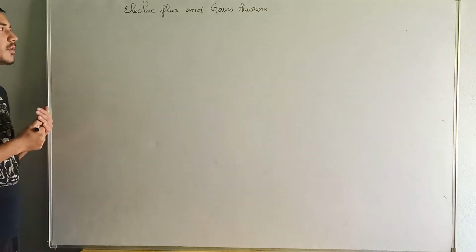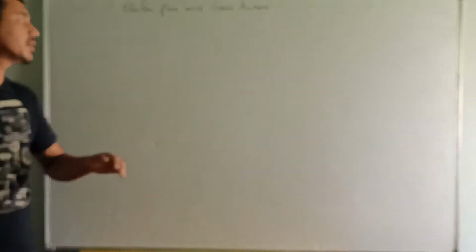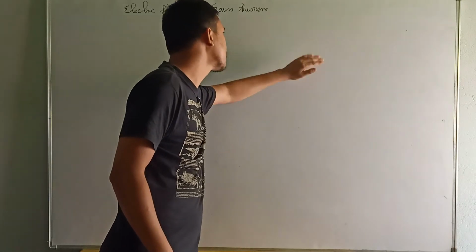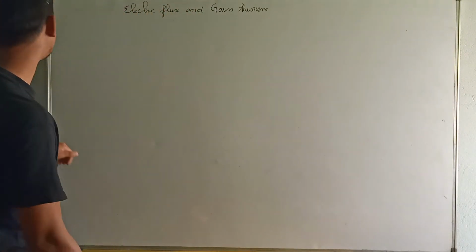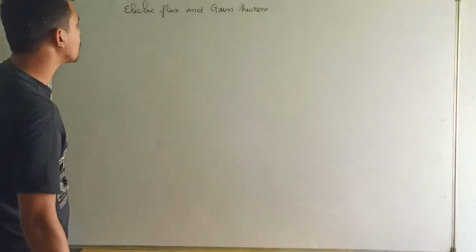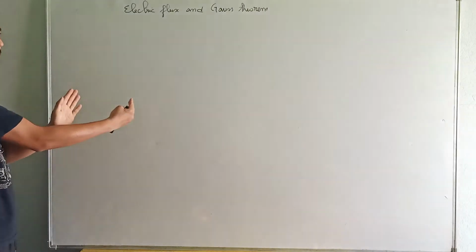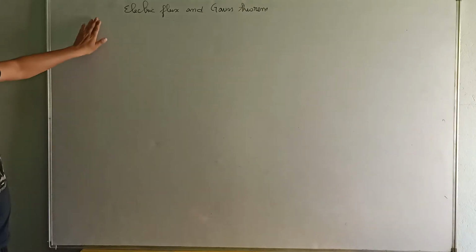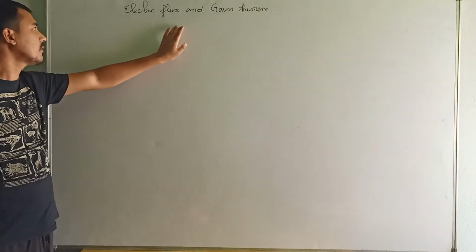And after some time we will learn that Gauss theorem is always applicable, but not always useful. You can apply it anywhere, but not always useful because it has some limits, some conditions to follow. And then we have here electric flux.